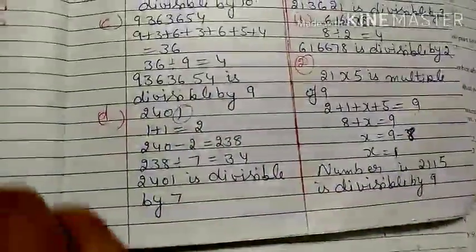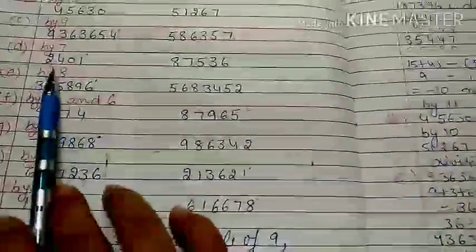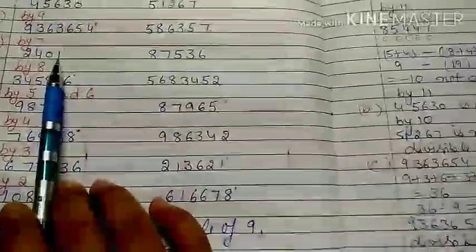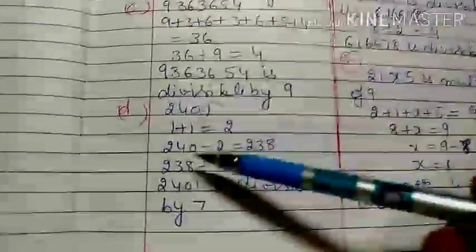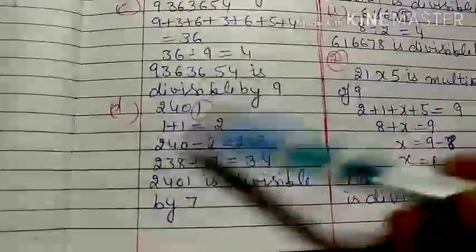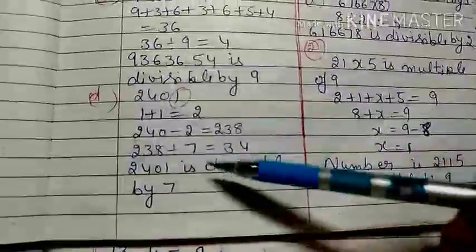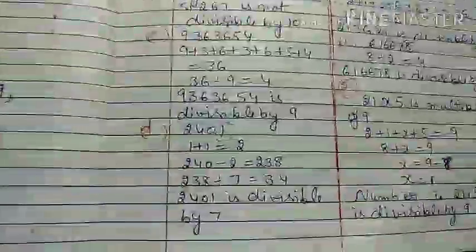In part D, you check the divisibility of 7 here. If you want to check the divisibility of 7, whatever the last digit is, you double that number. 1 plus 1 is 2, and the rest of the number is 240. When you subtract the doubled number from the rest of the digits, you get 238. When 238 is divided by 7, that gives me 34. That means that is also divisible by 7.